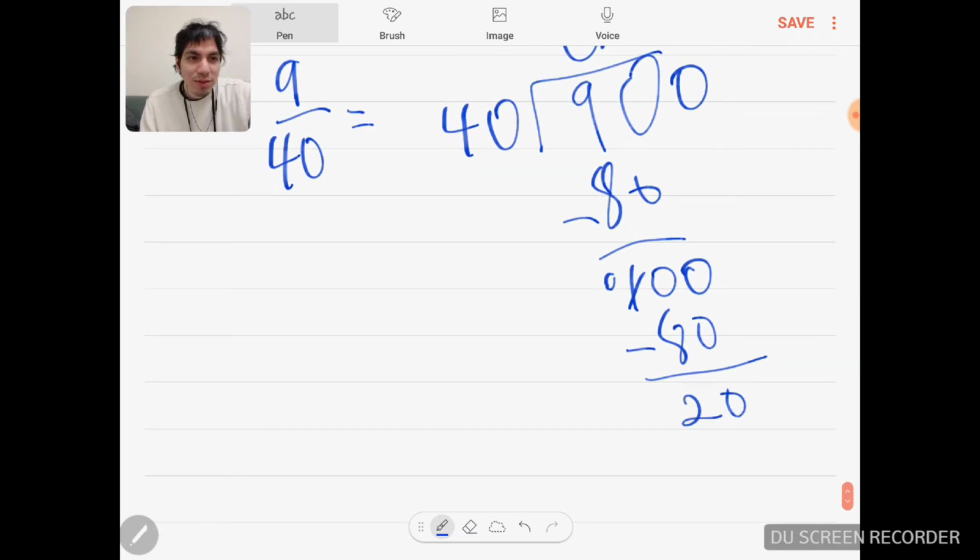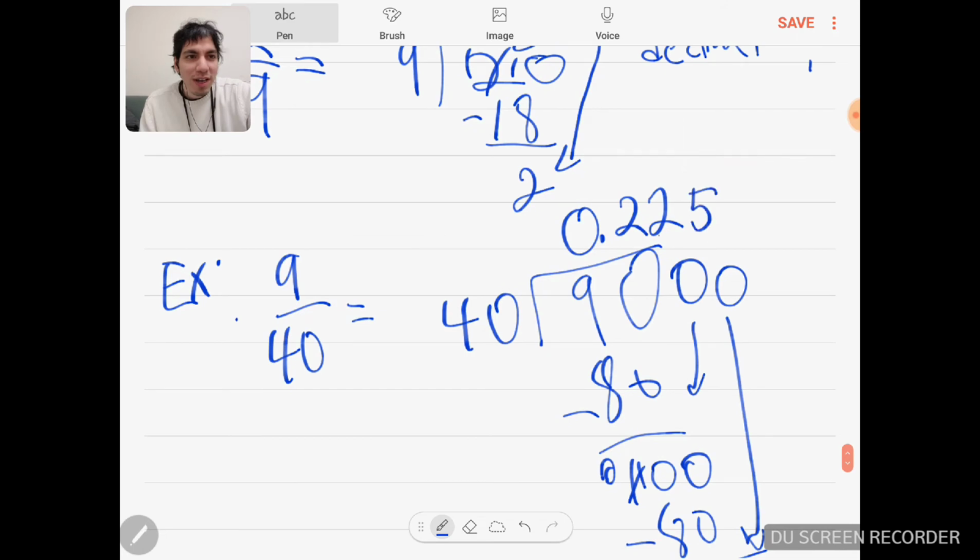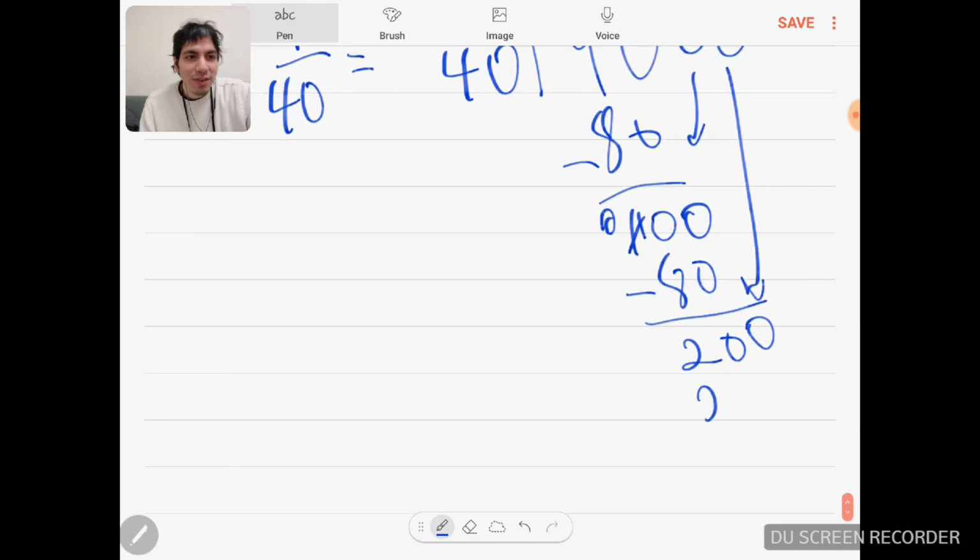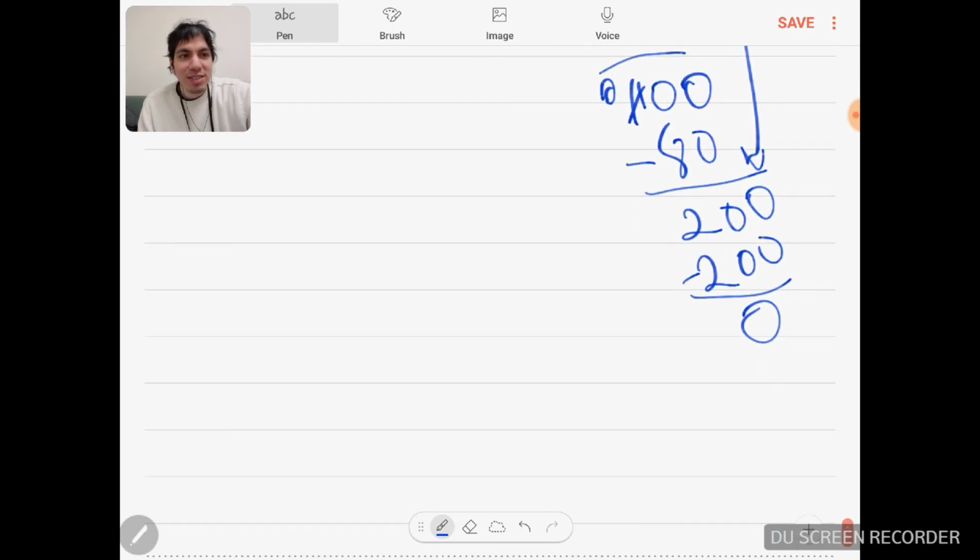So here I'm going to get 20. I add one more 0. Then I bring down the 0 here. I'm left with 5, because 40 times 5 gives me 200. I subtract, I get 0. And that is my answer.